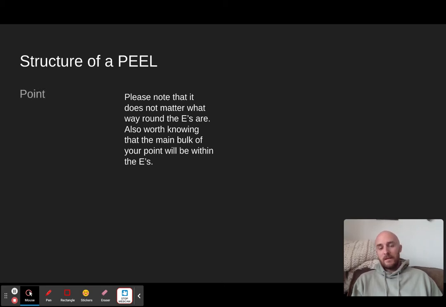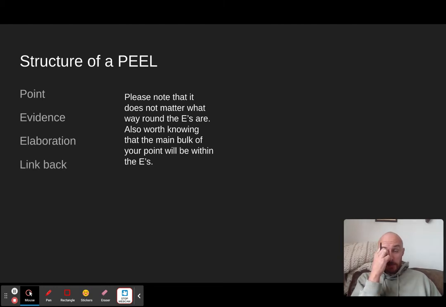So as we know, the point is the first thing. The terminology is slightly different between schools, but I tend to go for evidence. I want you to evidence. I don't want you to BS me or the examiners. The hardest part, and in my opinion the most important part of the PEEL, is the elaboration, which I'll go through in a second, before finally finishing with a nice and tidy link back towards the end as well. Now I'm going to go through all four of these in a bit of detail before providing you with two model answers that I've just taken from my slides.